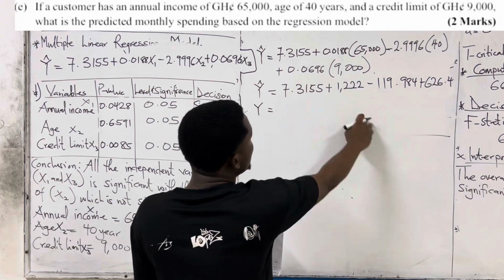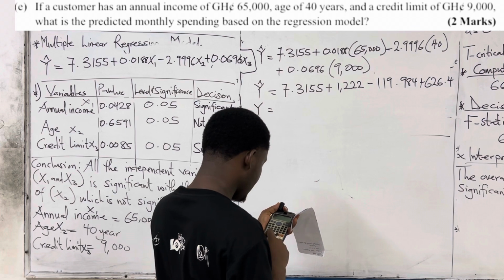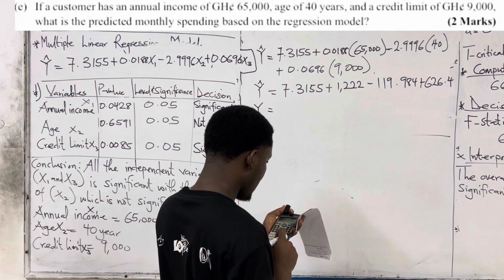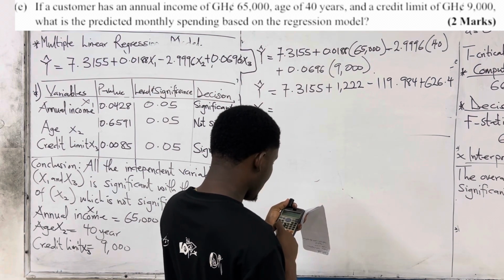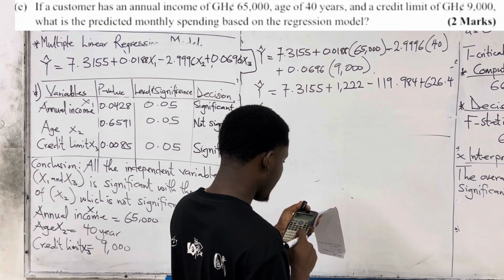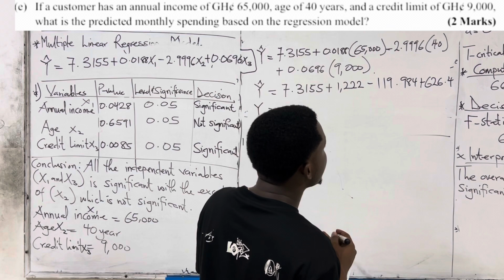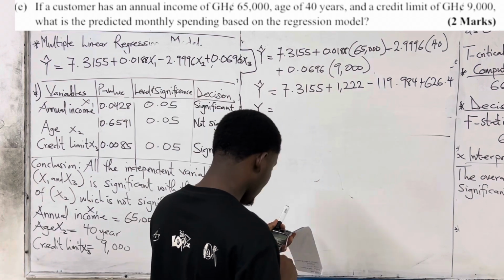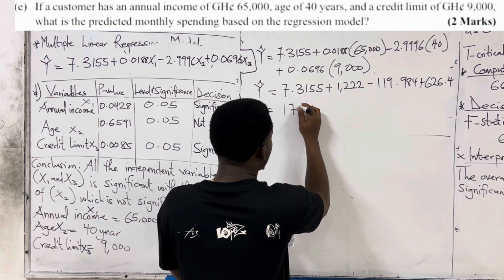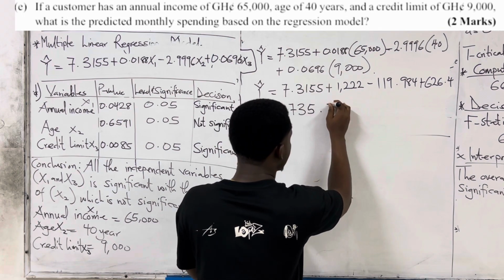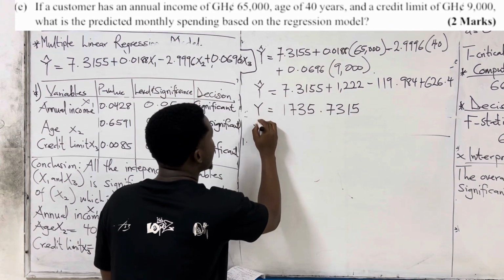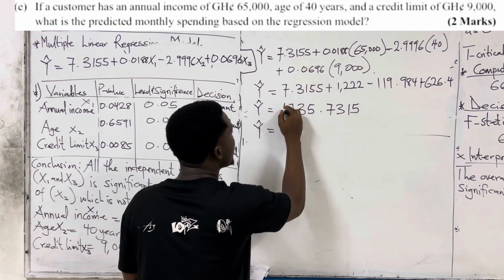So when you put all these together, we have 7.3155 plus 1222 minus 119.984 plus 626.4. That one will give us 1735.37315. So this is our monthly spending, and it will be in cedis.